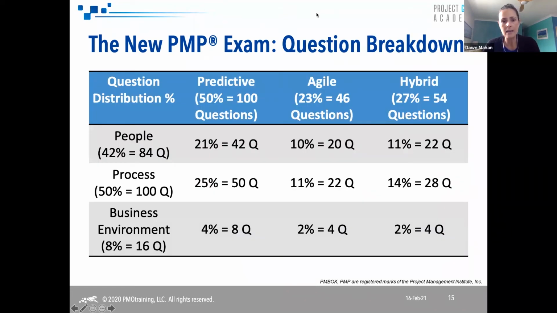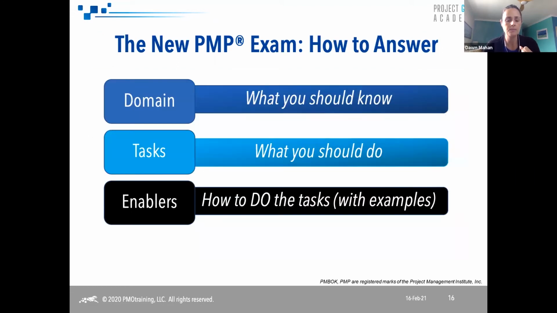There's a question breakdown here. You can get all of this as part of the ECO, the exam content outline, but you can see here that 50% is what was always there, and that's going to be 100 questions. And then there are agile and hybrid questions as well. So you're definitely going to have to learn agile and hybrid approaches for the new exam if you're taking the PMP.